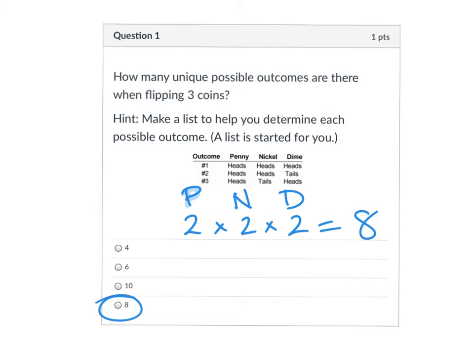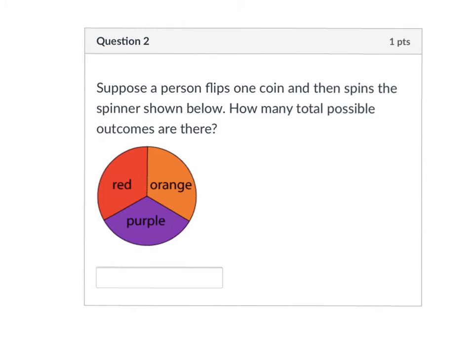8 possible outcomes. Suppose a person flips one coin and then spins the spinner shown below. How many total possible outcomes are there? So again, I have 2 options. I can use the counting principle, or I can make a list.